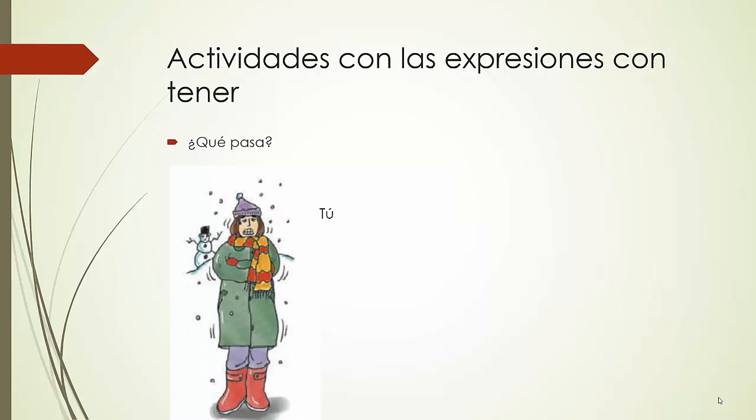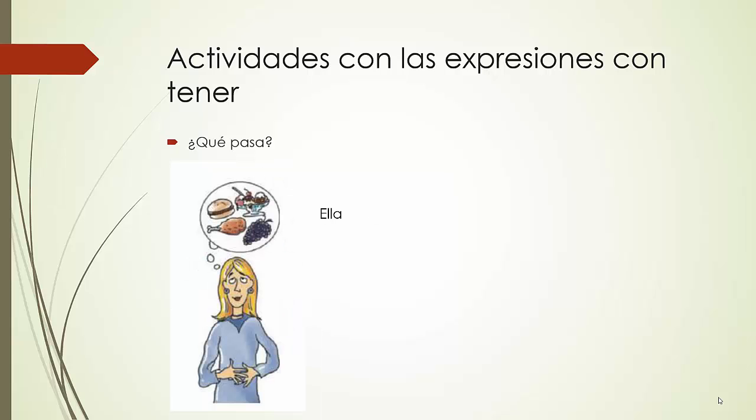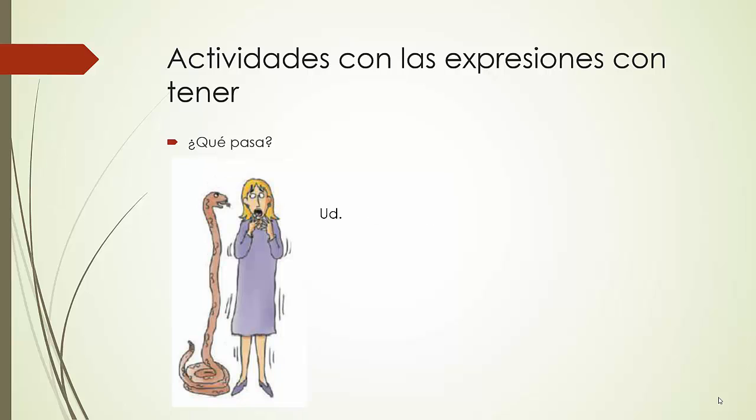Número 3. ¿Qué pasa? Tú. Got to conjugate tener for tú, and then you got to come up with the word for being cold. Tú tienes frío. Próximo. ¿Qué pasa? She's dreaming about that chicken leg. So, conjugate tener to go with ella, and then come up with a word for hungry. Ella tiene hambre.